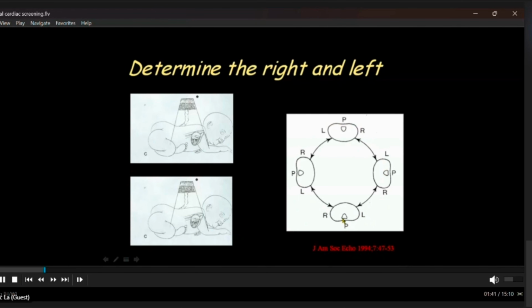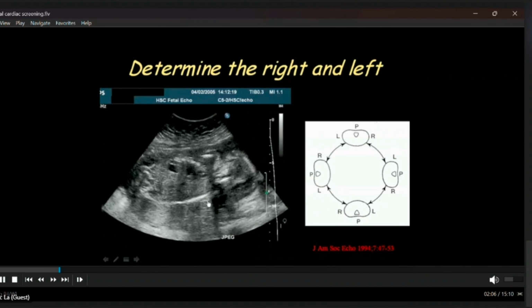pictures. This represents the spine, and the sternum is here, and then if you put the baby in this side, if you see the spine towards this side, then the right is down, the left is up, and the opposite for the other side. And remember it as rotation in clockwise with the spine outside, and the right comes before the left. Okay? Let's see an example.